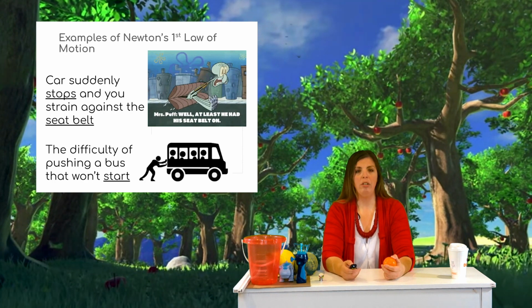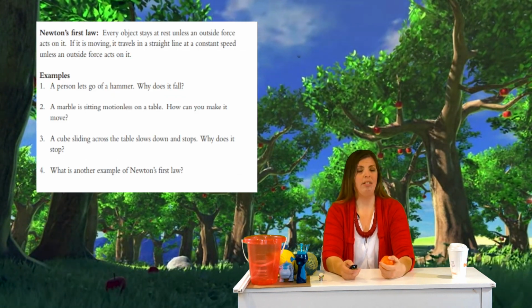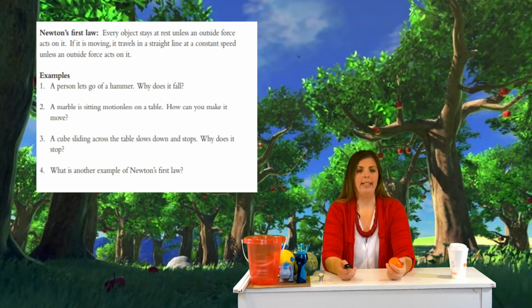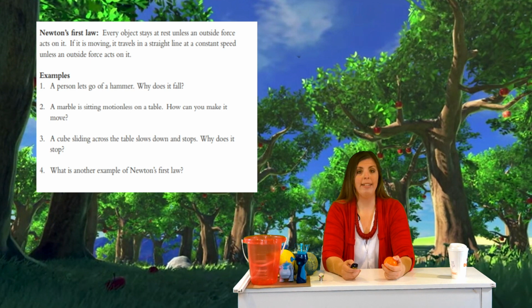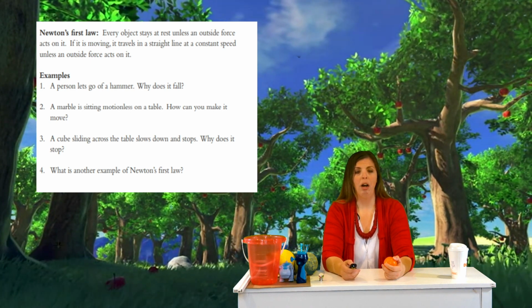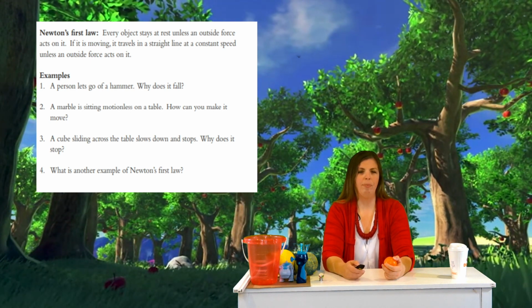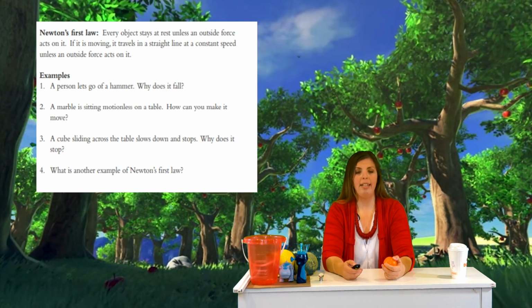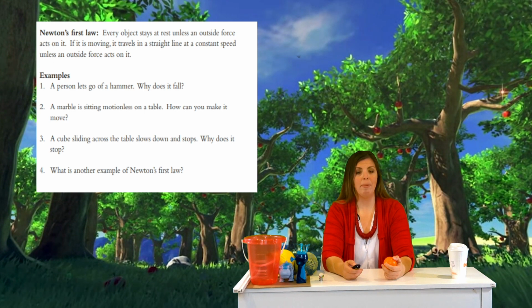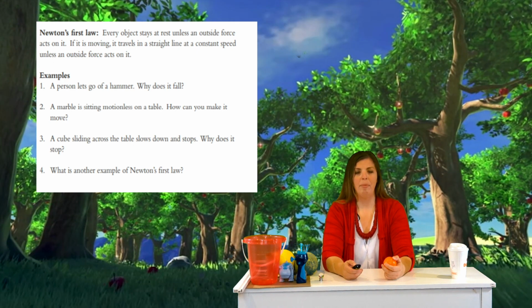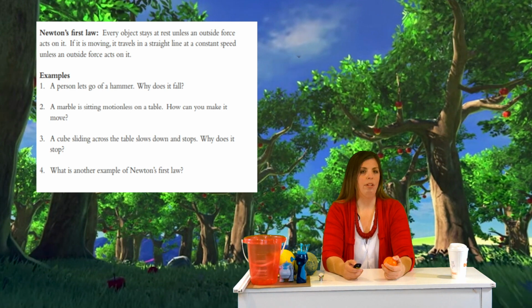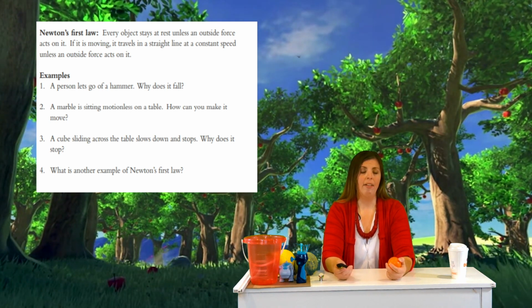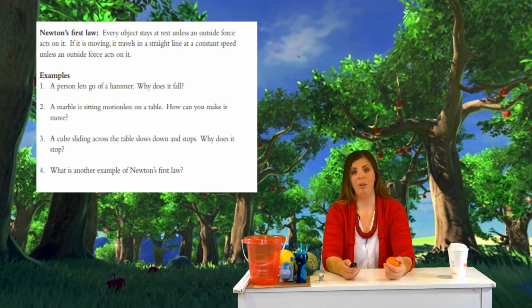So I have a worksheet, Newton's first law. There's some nice examples of this law in place, 1 through 4. One of them is a person lets go of a hammer. Why does it fall? Number 2, a marble is sitting motionless on a table. How can you make it move? Number 3, a cube sliding across the table slows and stops. Why does it stop? And number 4, what is another example of Newton's first law? So I'd like you to fill this in for me. And again, everything that we have talked about today and Wednesday is due on Friday.